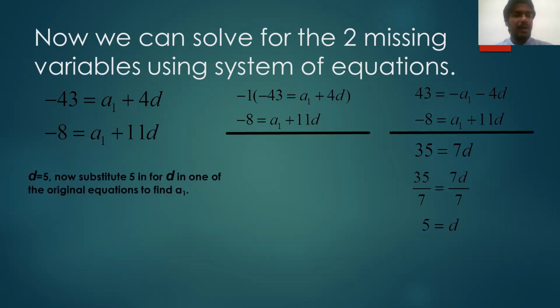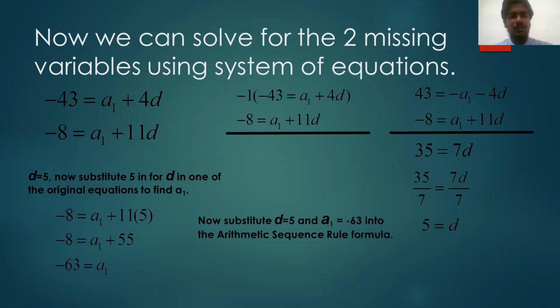Now substitute 5 in for d in one of the original equations to find a_1. So minus 8 is equal to a_1 plus 11 times 5, where d is 5. So minus 8 is equal to a_1 plus 55. Simplifying the equation, we get a_1 is equal to minus 63. Now substitute d is equal to 5 and a_1 is equal to minus 63 into the arithmetic sequence rule formula. So the common difference is 5 and the first term of the sequence is minus 63.